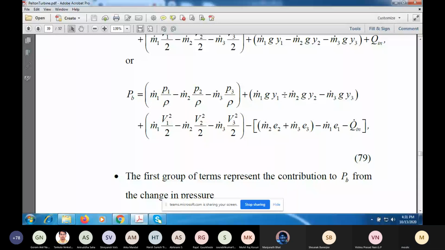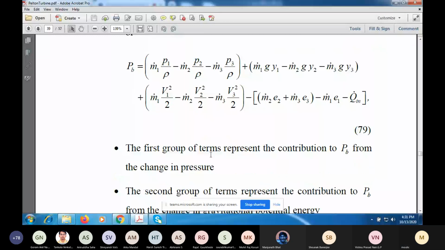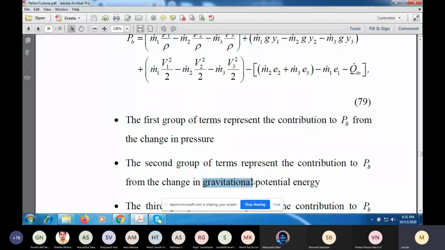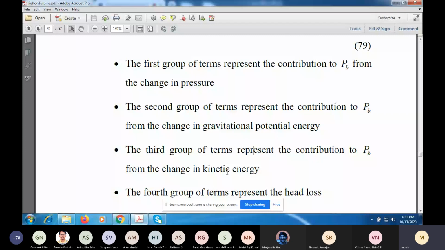elevation head. So the first group of terms in equation number 79 represent the contribution to the work extracted from the fluid, that is the power developed by the blade from change in pressure. Second group of terms is the contribution from the change in gravitational potential energy. The third group of terms is the contribution from the change in kinetic energy. And the fourth group of terms represents a kind of loss of available energy.